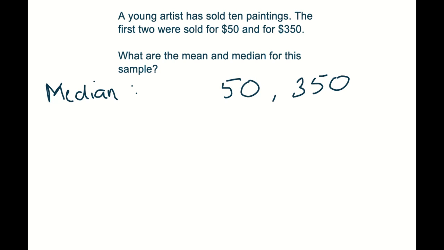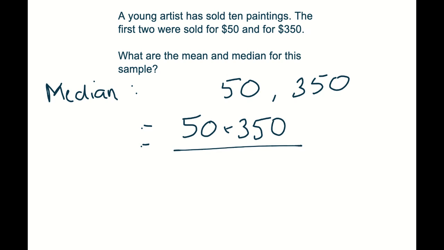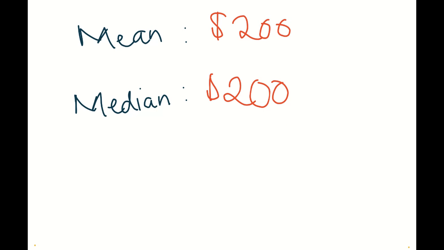If there's an even number in the sample, you go to those 2 middle numbers and you find the middle point here by adding them together and then finding the middle space in between them. We've already done this math, so we know that it's going to be equal to 200. So for this particular problem, the mean and the median are both $200.